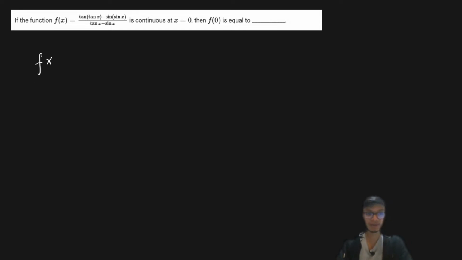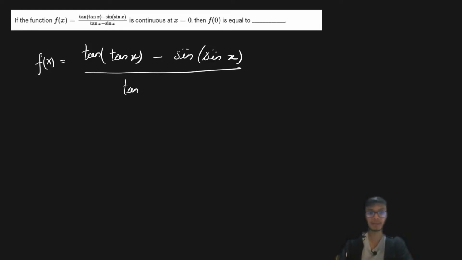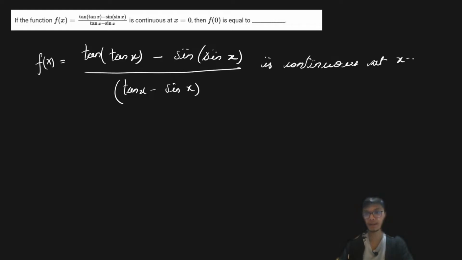it is said that the function f of x is given as tan of tan x minus sine of sin x, divided by tan x minus sin x, and this particular function is continuous at x equals 0. Now, if it is continuous at x equal to 0, you have to find out the value of f of 0.